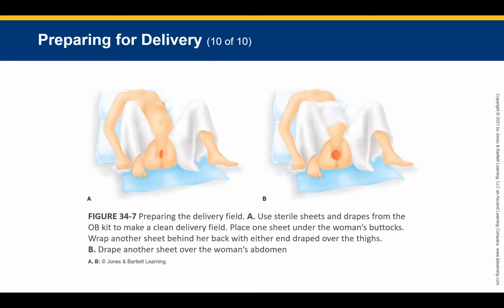Here is what it's going to look like. You can see as you prepare for a field delivery, you're using sterile sheets to drape over the legs and drape another sheet over the woman's abdomen to try to keep everything as sterile as possible, because when the child comes out, we're going to clear the airway and we're going to move it up to the mother's chest. That right there is showing that there's imminent delivery happening.